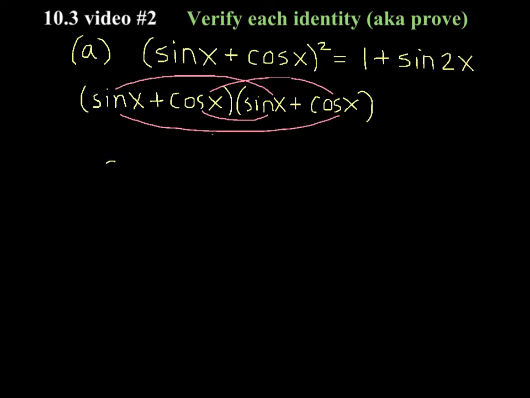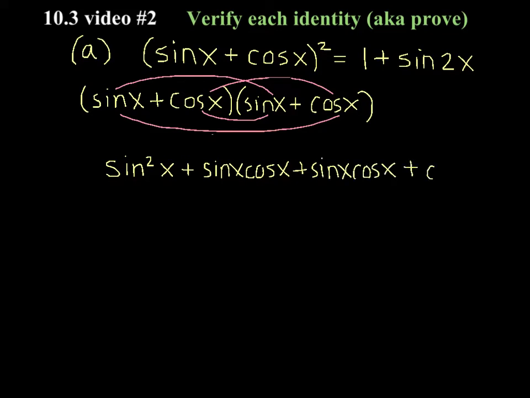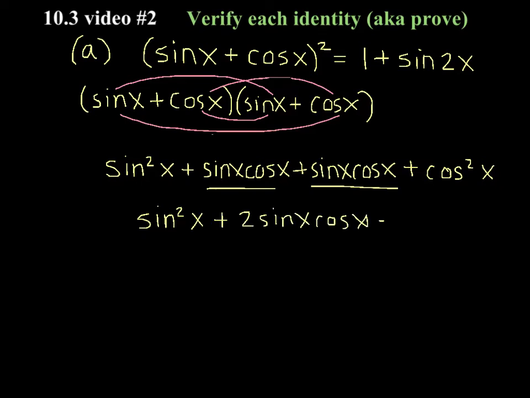Okay, so the first times the first is sine squared x. The outside times the outside is plus sine x cosine x. This should kind of feel like chapter 8 right now. And the inside will also be sine x cosine x, just putting it in the same order. Plus, the last times the last is cosine squared x. So I'm going to combine these like terms, and then we'll see what else we have. So sine squared x plus 2 sine x cosine x plus cosine squared x.